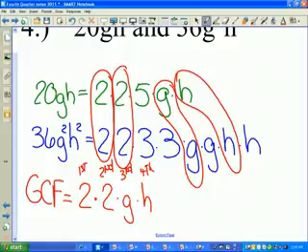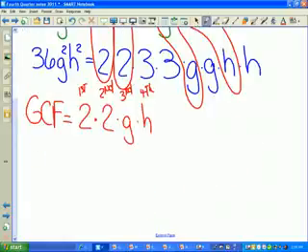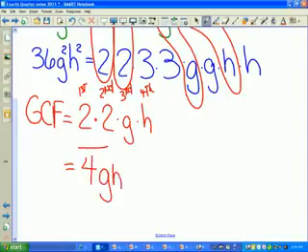You can have a multiple amount of groups. Okay? You can have 6 groups. You can have 4 groups. There's times you might just have one thing. There may be times you may have nothing in common. Okay? Just like a relationship. I'm just kidding. So now, 2 times 2 will give me my 4. Since there's one G and there's one H, my greatest common factor is 4GH.